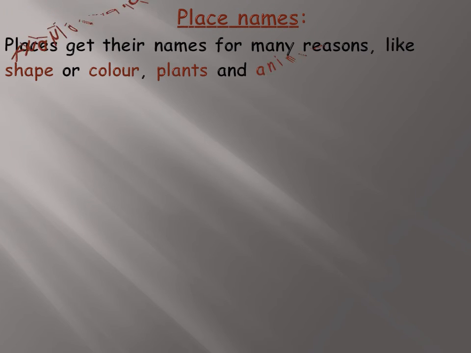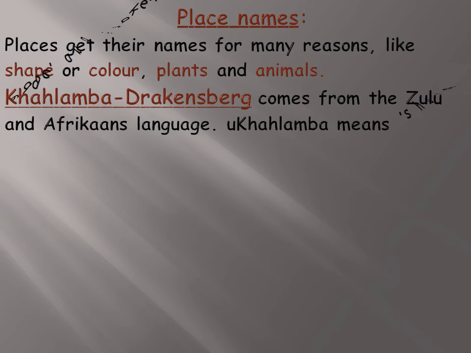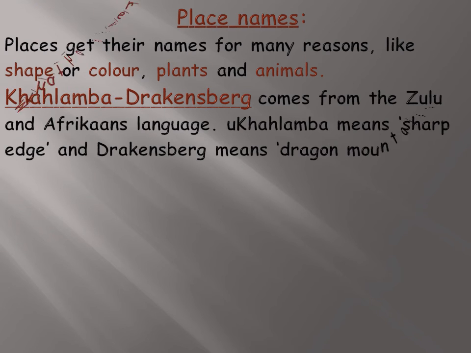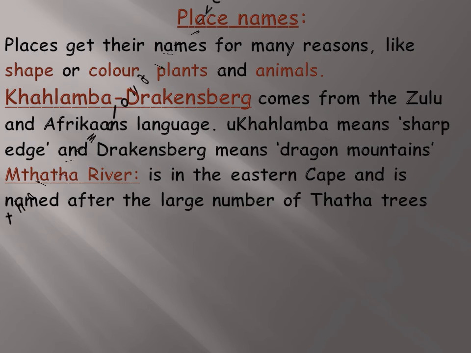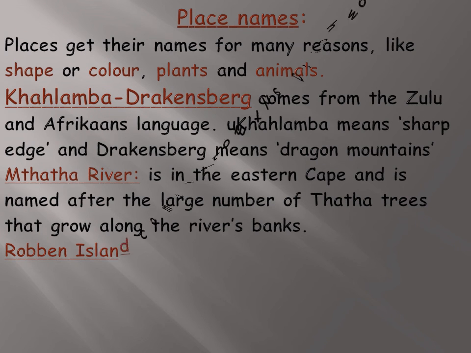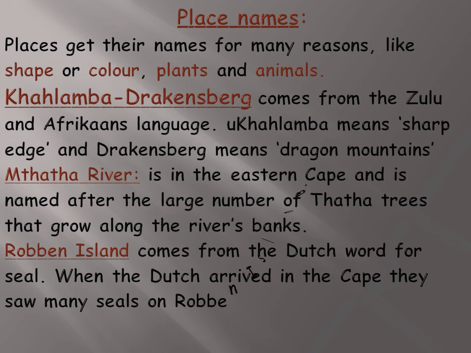Place names. Places get their names from many reasons, like shape, color, plants and animals. I think you've noticed that street names are the name of a person or of an animal or of a plant. So places get their names from shape, color, plants and animals. Even from human surnames, some of our surnames are used to name things.